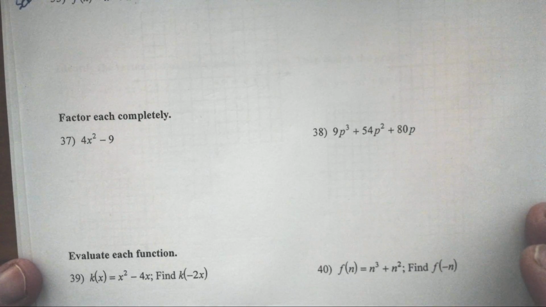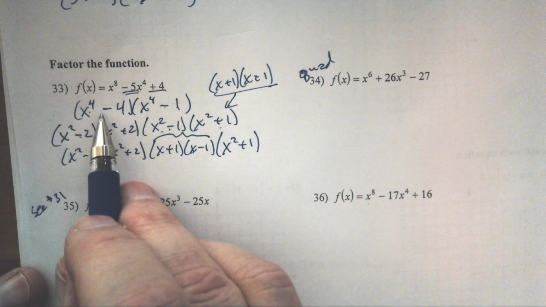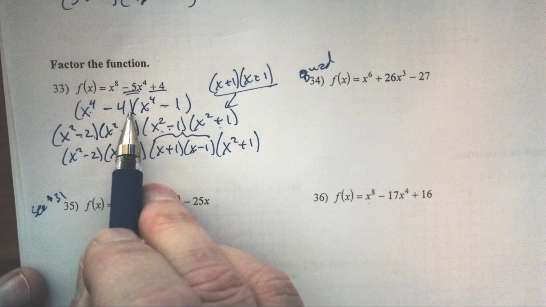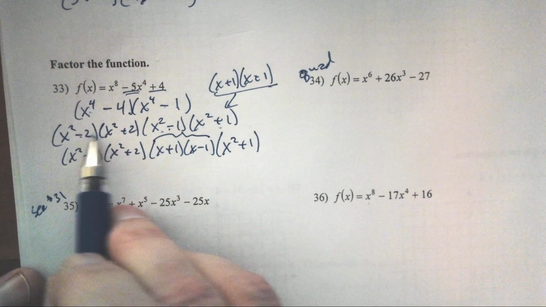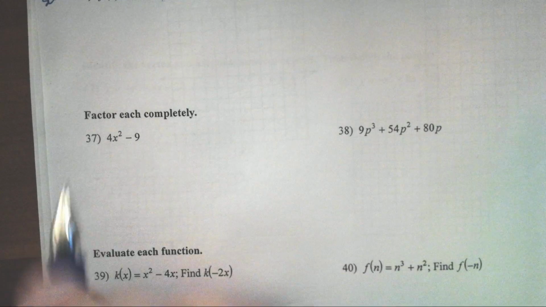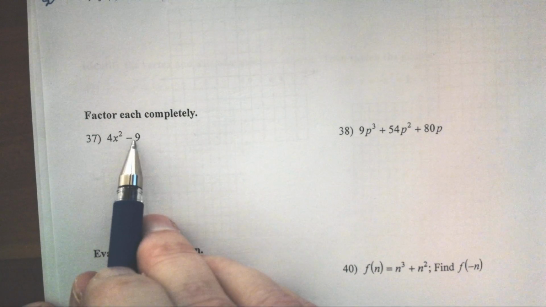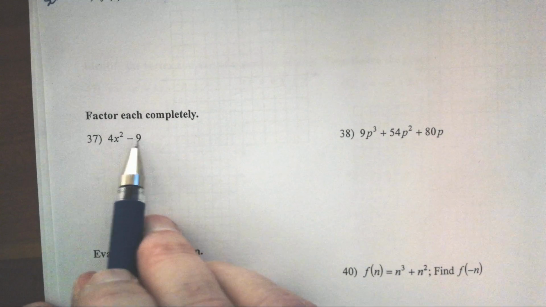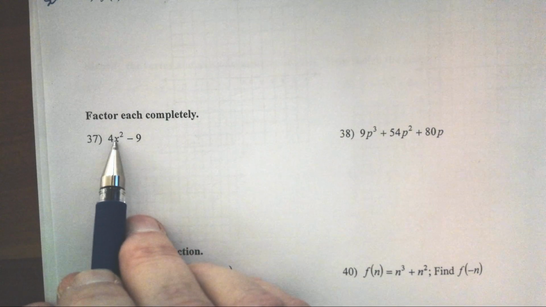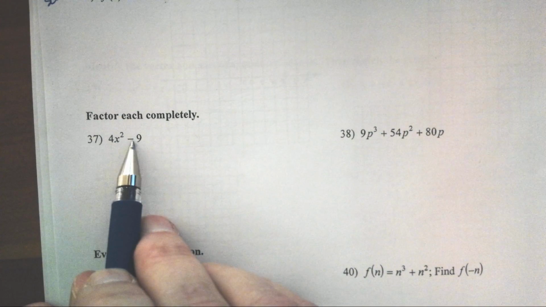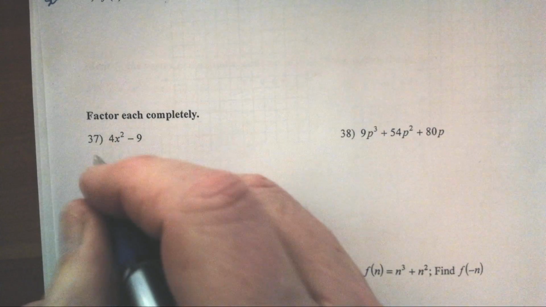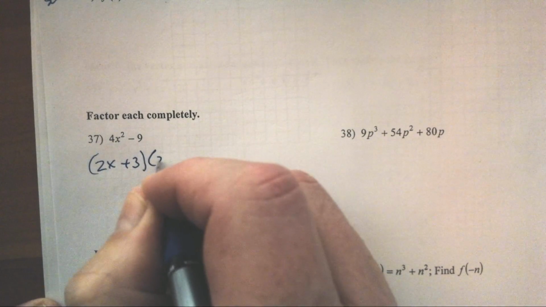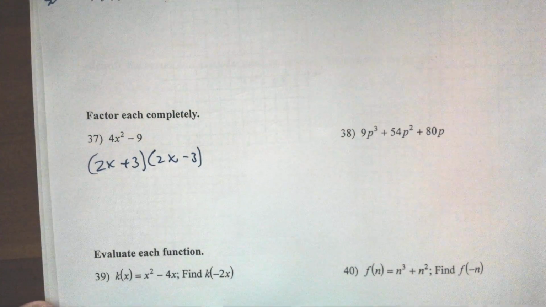Okay, factor each completely. Well, we just talked about this rule up here where x to the 4th, a perfect square minus a perfect square, can factor. If you have a binomial and you can't factor out a single factor, like you can't factor out a monomial, our only hope is that it's a perfect square minus a perfect square, and this is. And that factors into 2x plus 3 times 2x minus 3.